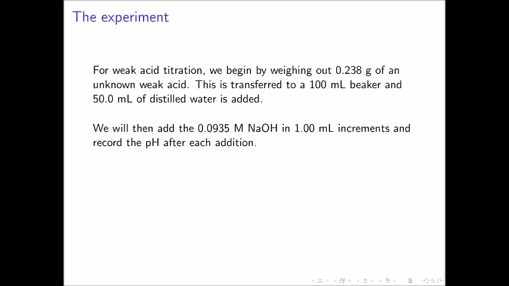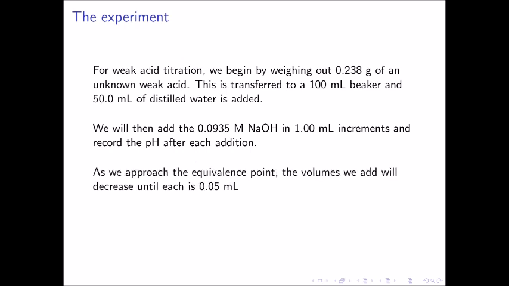Now we can begin looking at our weak acid titration. We need to weigh out approximately 0.2 grams of the unknown weak acid. The actual mass was determined to be 0.238 grams. This was transferred to a 100 milliliter beaker and dissolved in 50 milliliters of distilled water. At this point, we filled the burette with the 0.0935 molar standardized sodium hydroxide, and we begin to add this 1 milliliter at a time and record the pH after each addition.